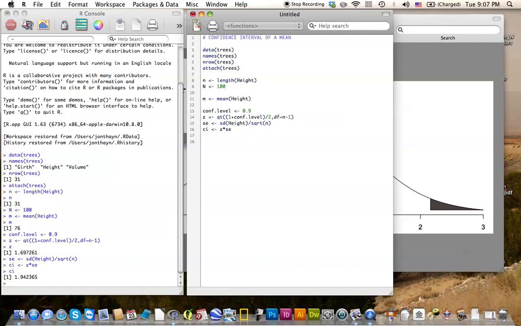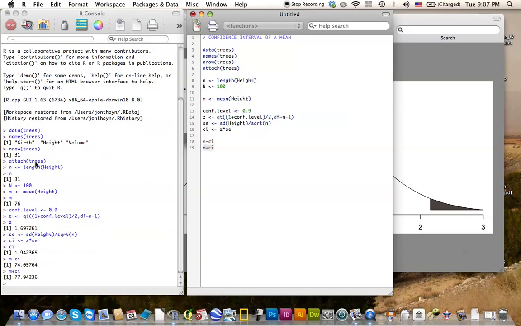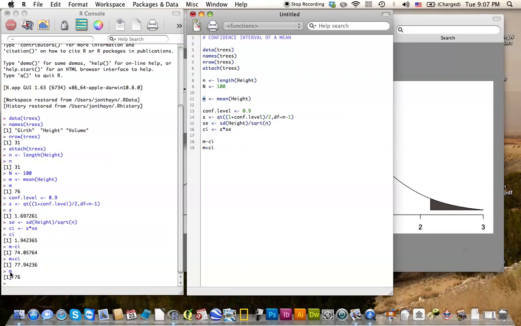So if I take my mean minus the confidence interval, and my mean plus the confidence interval, what I'm saying is that since I have a 90% confidence interval, and my mean up here is 76, I am 90% confident that my population mean is greater than 74 and less than 78. And that's how you calculate a confidence interval of a mean.